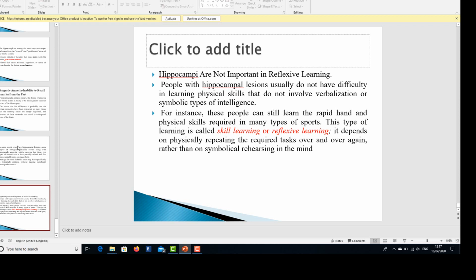So this is all about the memory, the dominant hemispheres.